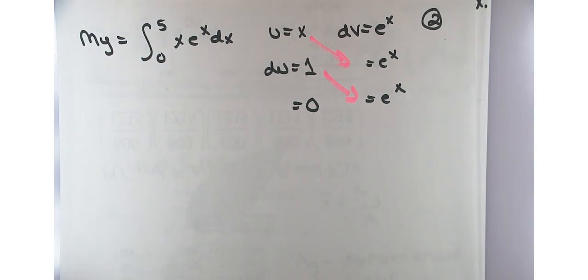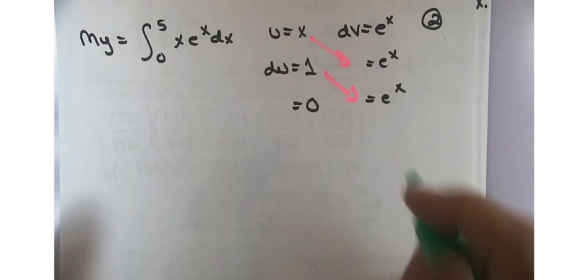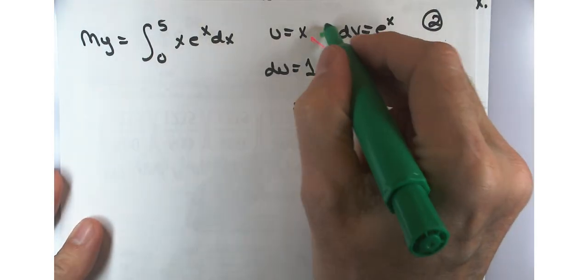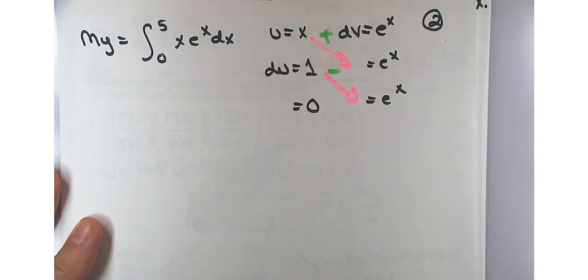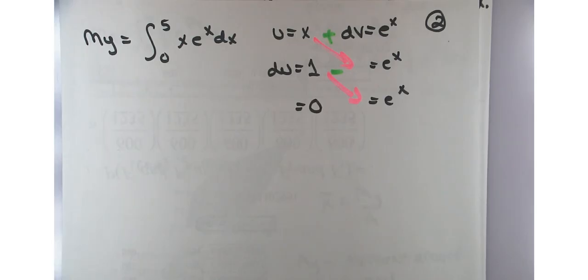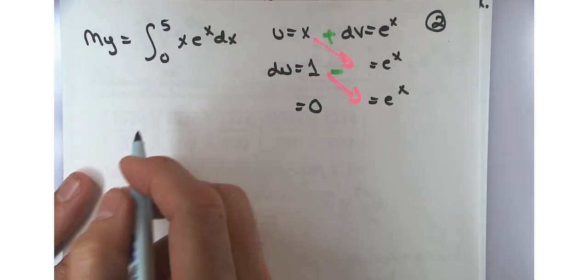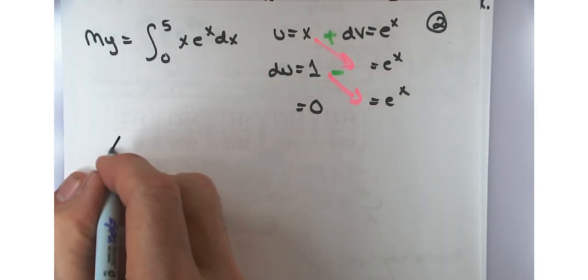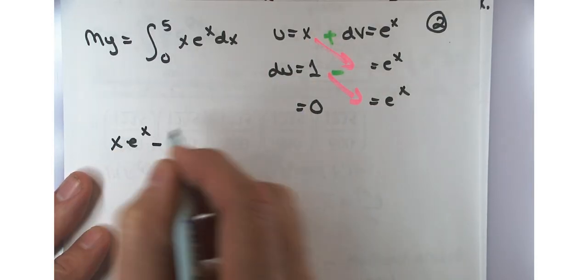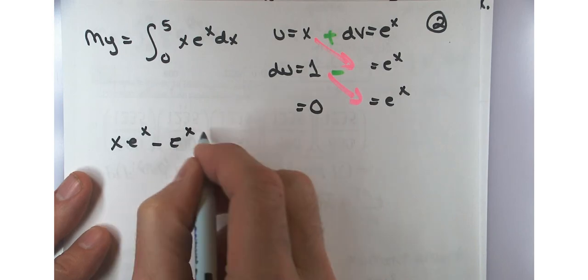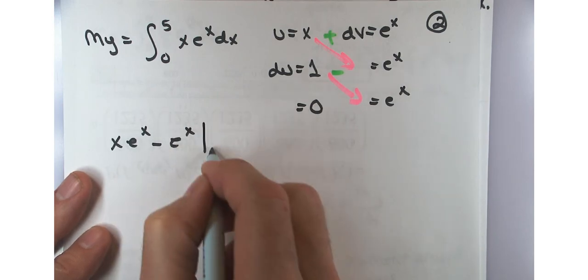Fortunately, I only have 2 of these things to deal with. What's one thing that I need to put in here so far? The signs. That one's a plus, that one's a minus, and it's going to keep on alternating from there. So the antiderivative of this thing is going to be x e to the x minus e to the x between 0 and 5.